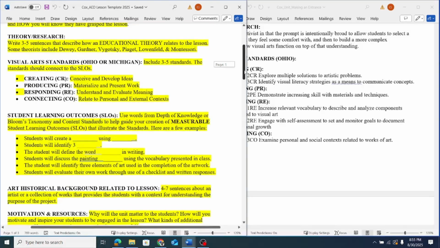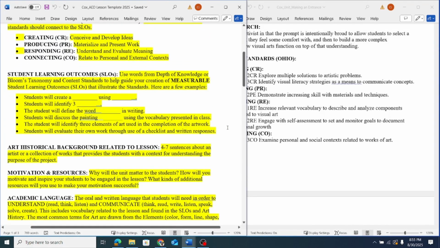Going down to our SLOs. And this is where we're going to stop today. I suggest using words from the depth of knowledge, it's listed as DOK, or Bloom's taxonomy and content standards to help guide your creation of measurable student learning outcomes that illustrate the standards. So the standards you listed above should have some kind of a reflection in the SLOs that you're writing. I give a couple examples. You do not have to use the ones I have. You can come up with your own. These are just a couple I put down there.